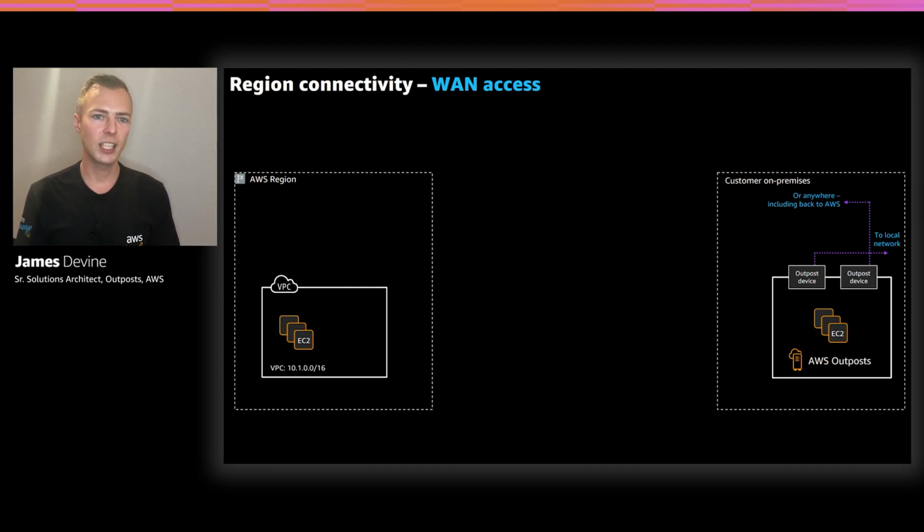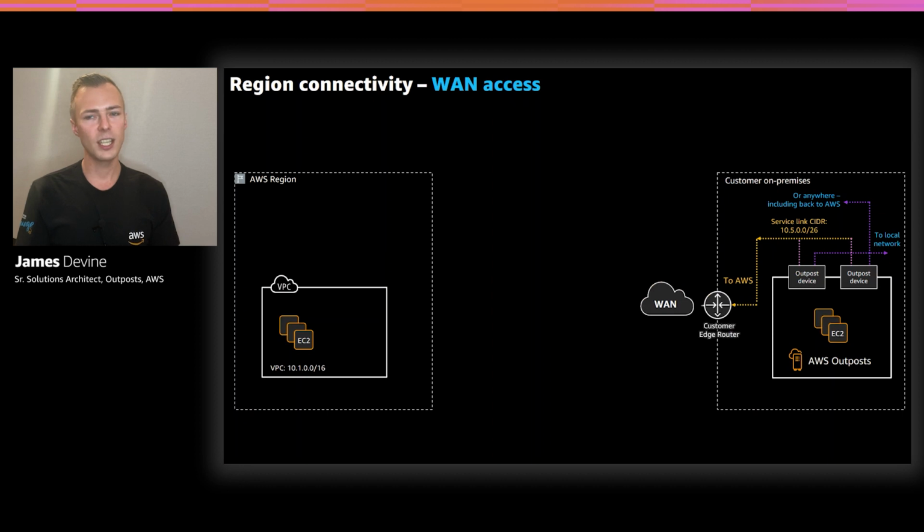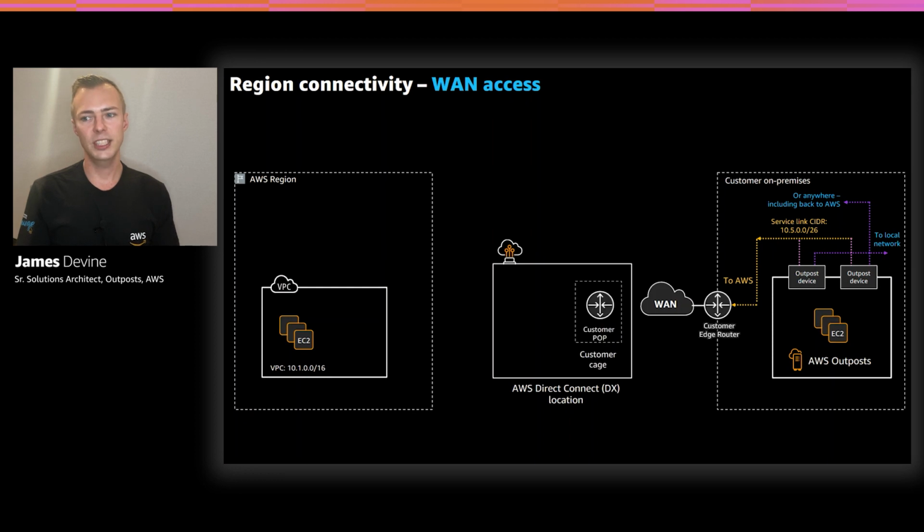We then have our service link traffic, and this is what's providing the control plane connectivity back to the region. Here we're using a private IP range, just a /26, and this needs to go out to AWS. So there's likely some type of edge router in your on-premise location, and then WAN connectivity. And then from that WAN connectivity, you land in a direct connect facility, and you may have a customer cage in that direct connect facility or a colo that happens to have direct connect. And then there's an AWS cage where we actually host our direct connect equipment. And then there's a cross connect between the 2.